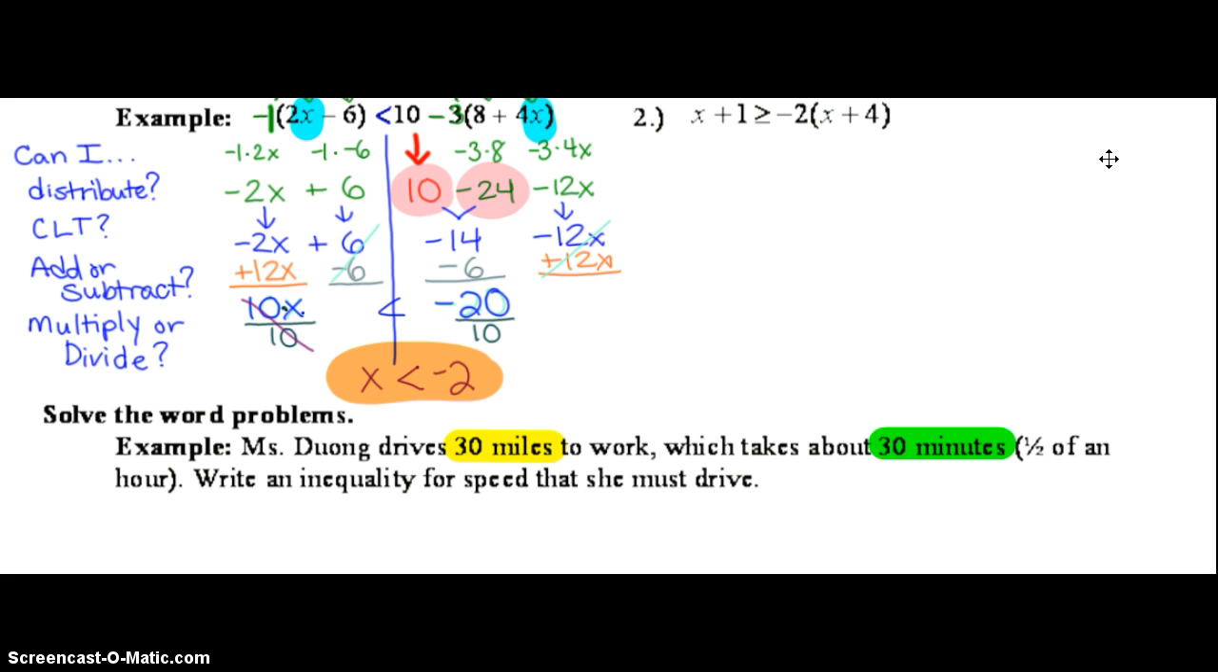So 30 miles in 30 minutes, what would be my speed? Well, 30 minutes is equivalent to half an hour. I can use 0.5.